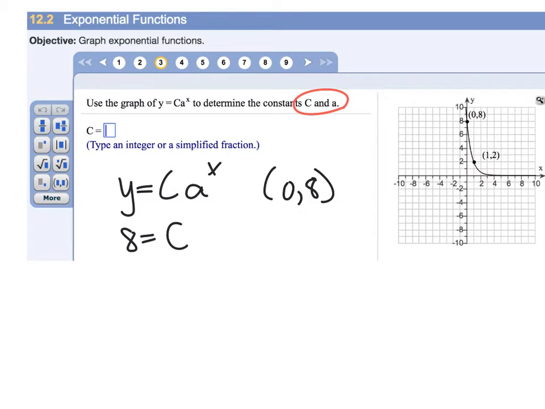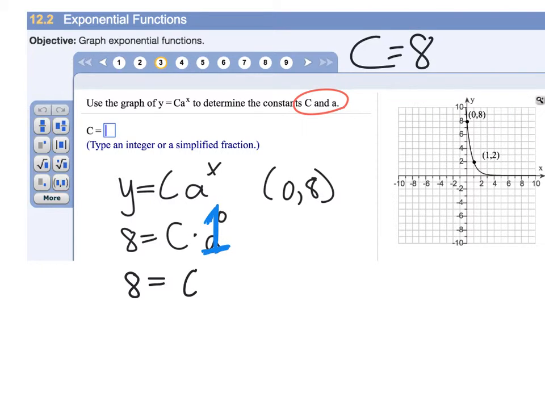And this is going to be C times A raised to the 0th power. And we know that A raised to the 0th power is equal to 1. Anything raised to the 0th power is always equal to 1. Always. And if you want to know why, you're going to have to ask me in class. And so that tells us that C has to equal 8. So now we know that C is equal to 8.